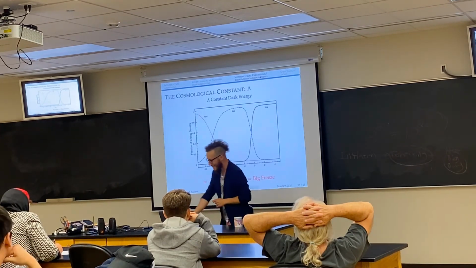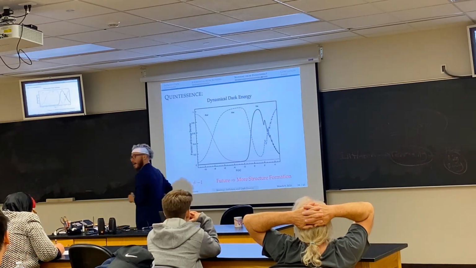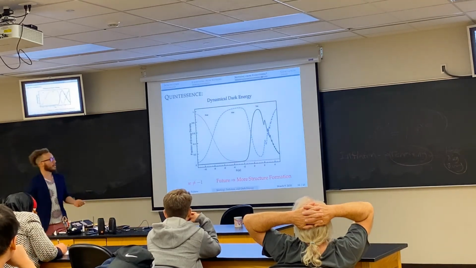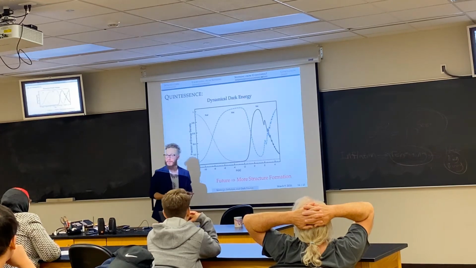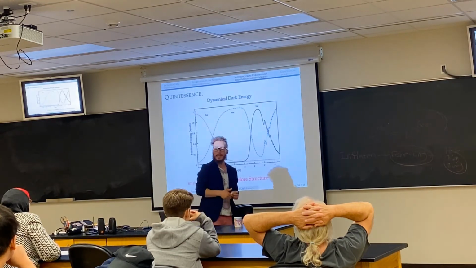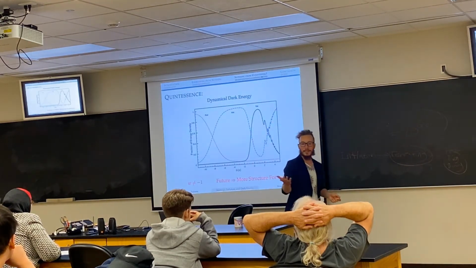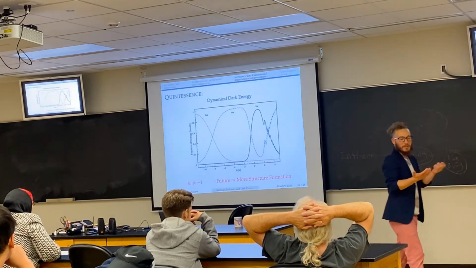We're almost there. Just check it out. There are models of dark energy known as dynamical dark energy, or quintessence. That says, what if the cosmological constant is not constant? What if it can vary?